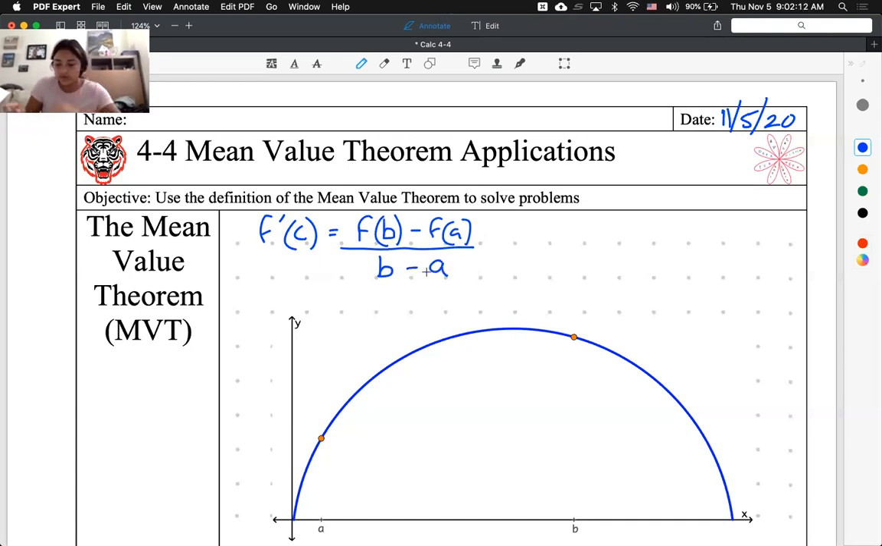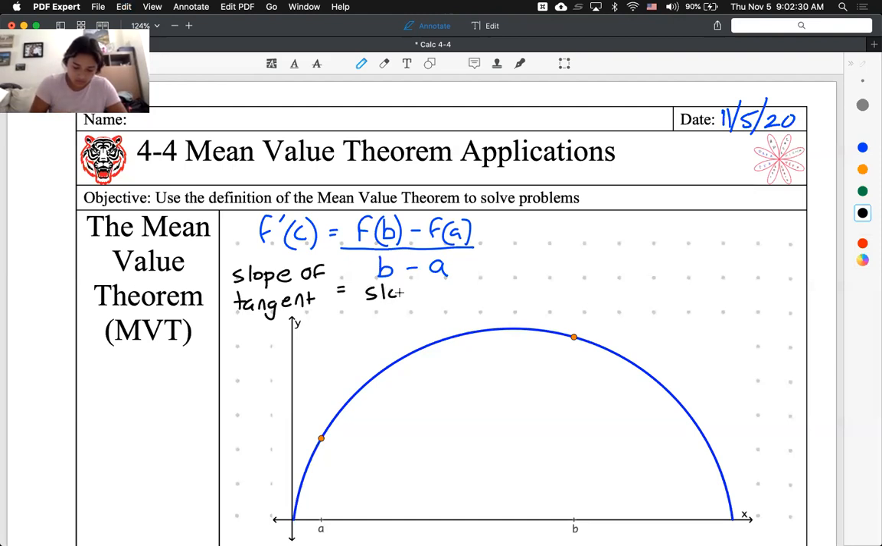And again, what this is really saying, if I were writing this out in words, is that the slope of the tangent is equal to the slope of the secant. And why am I getting such bad lag? This is weird. The slope of the secant. And it's the secant from where to where? From A to B, and the slope of the tangent at C.